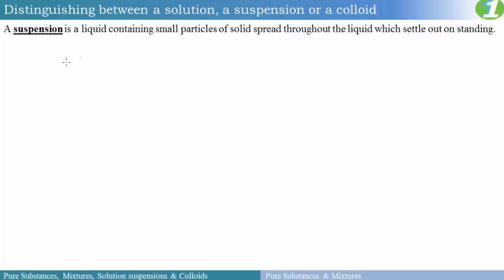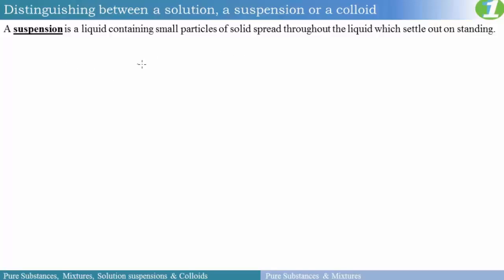An example of a suspension would include muddy water or sand in water. Now, the particles in a suspension are large, in terms of their particle size. Being large, they will scatter light. And if they are allowed to stand, they will settle out.